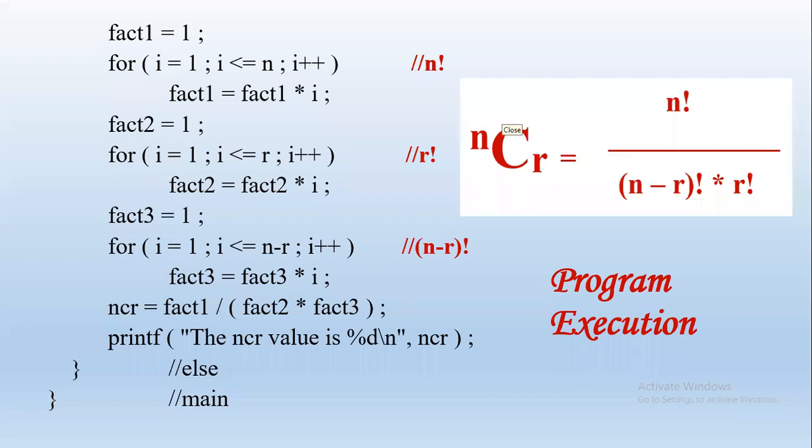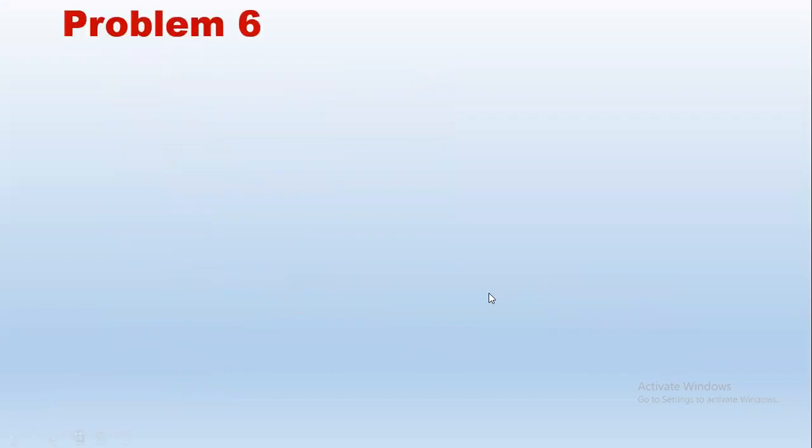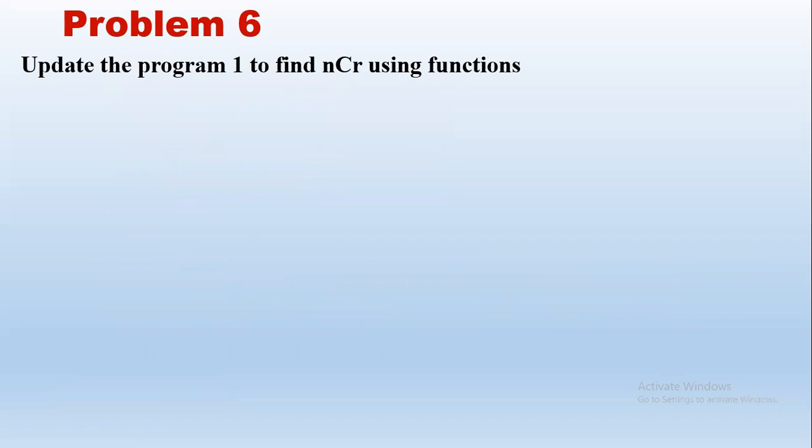Okay. So we saw the NCR program without functions. Next we will see the program with functions, using this as a factorial. We will have one factorial function like we saw in problems 2, 3, 4. We will use a function, and the same problem NCR we will write again. So we will update this program by using functions. That is problem 6 in lab sheet 4: updating problem 1 to find NCR by using functions.